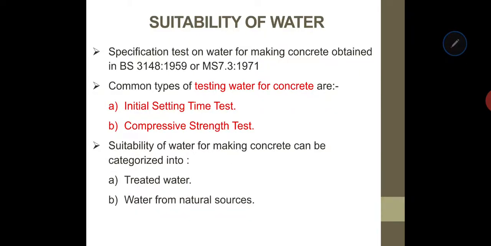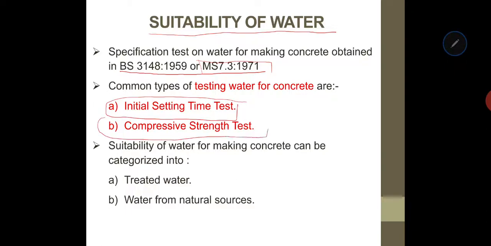And for the suitability of water, we do have standards for guidance, and the standard is BS 3148, and for the Malaysian standard it is MS 7.3. So the common types of testing water for concrete mix are the initial setting time test, and then also the compressive strength test.